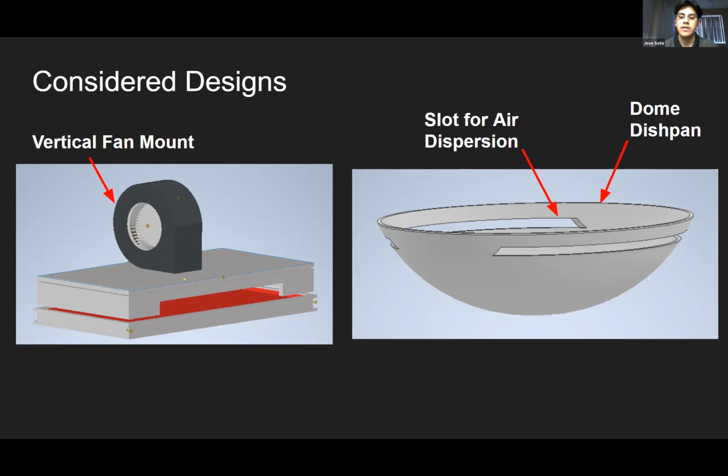Secondly, on the right, I'd like to talk about this modified dish pan. This would essentially replace the original dish pan and allow it to disperse air much better than the original dish pan. But because the cost to fabricate a custom piece like this would drastically increase the initial investment for clients or investors, we did not see this as the best suited fit for our design.